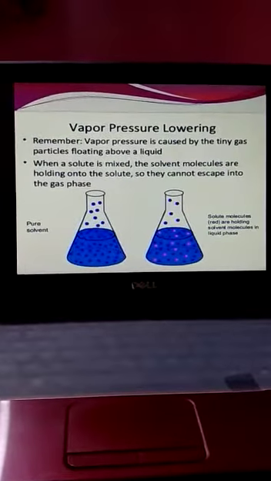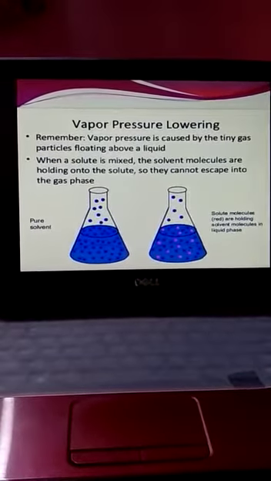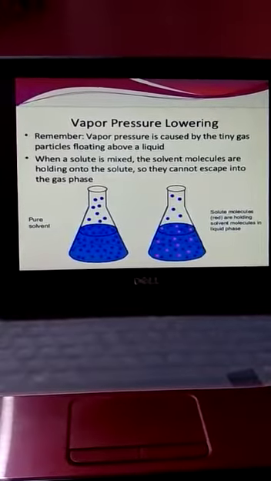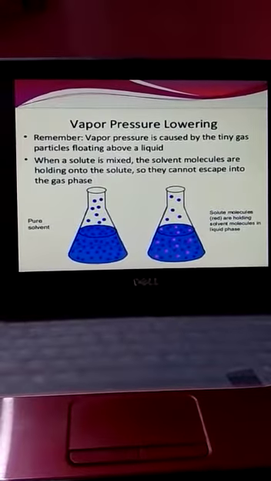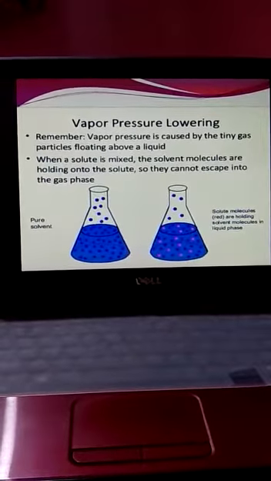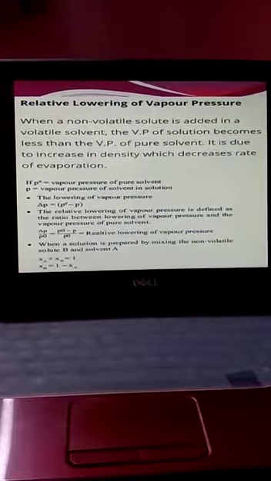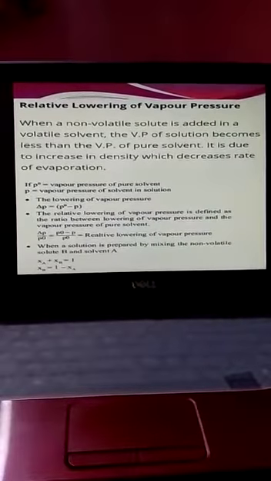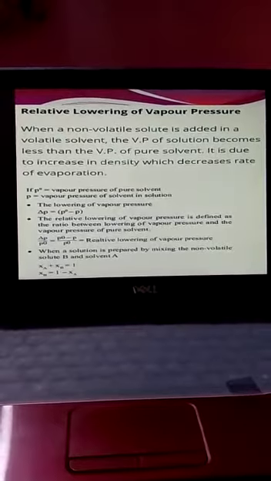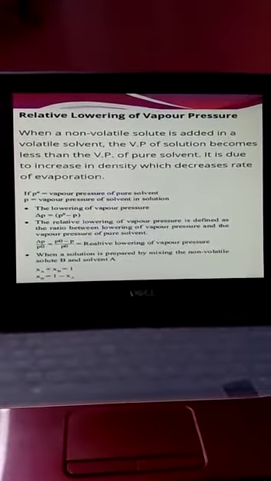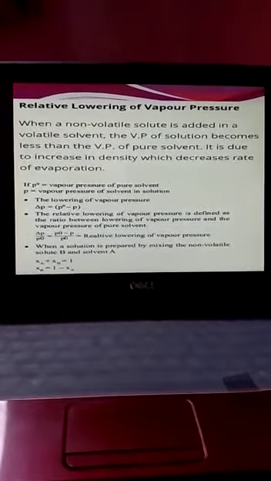Therefore, the formula that we get here by the addition of non-volatile solute is (P naught A minus PS) upon P naught A, equal to WB upon MB into MA upon WA, which gives you the relative lowering in the vapor pressure of the solution. Here P naught is the vapor pressure of the pure solvent, and P is the vapor pressure of the solvent in the solution, that is, the vapor pressure of the solution. Delta P is P naught minus P, that is, the lowering in vapor pressure.